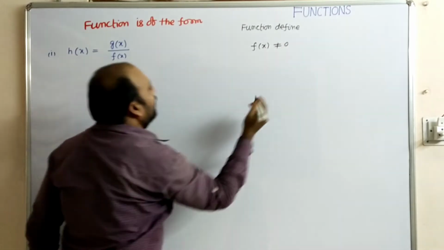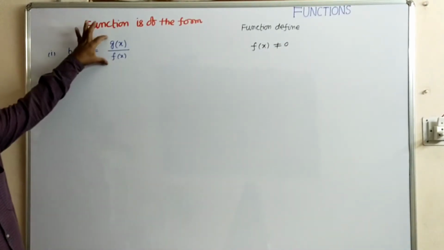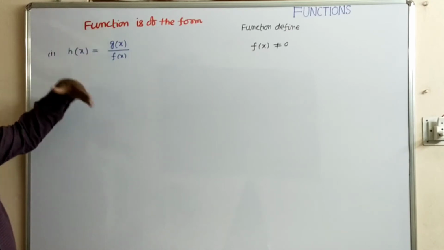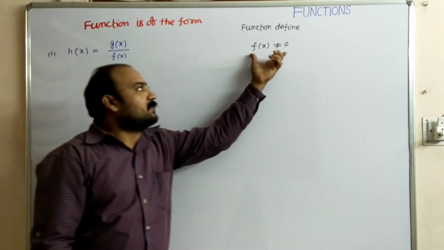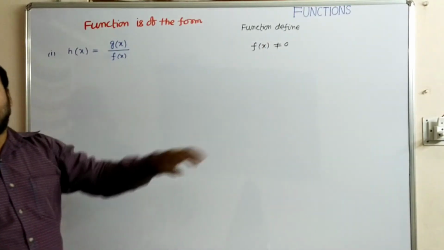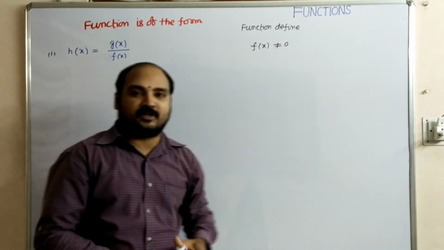That means the denominator should not be equal to 0 whenever it is in the form of f of x by g of x or g of x by f of x. Except these values, the function is defined. So the values for which it is defined are called the domain of the function.